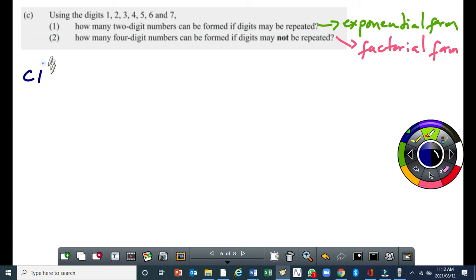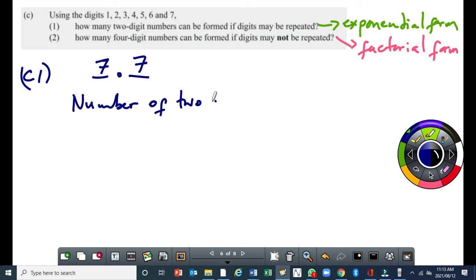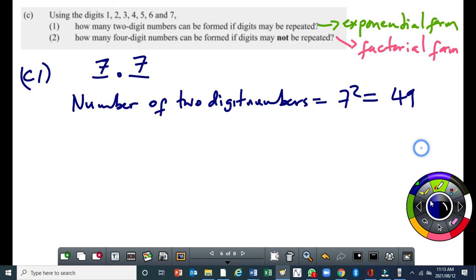So, for the first one, if we wanted a two-digit number, how many digits do we have there? 7. So the first position, all 7 can take it. But because repetition is allowed, again 7 can also take the second one. So the number of two-digit numbers will be equal to 7 squared, which is 49.